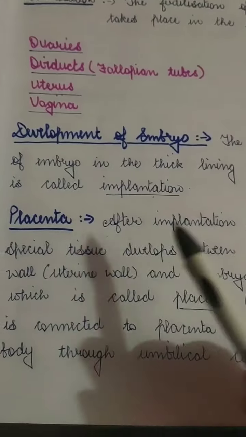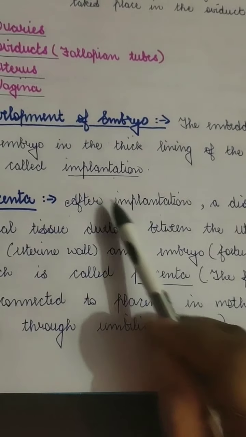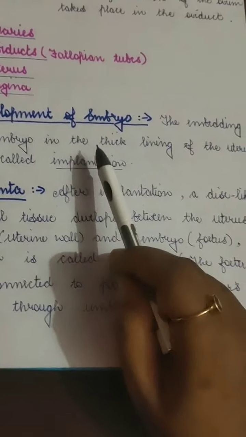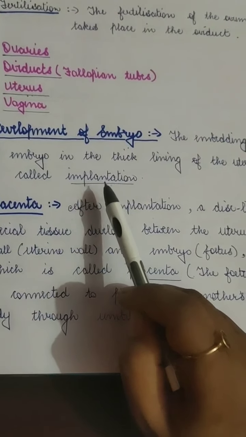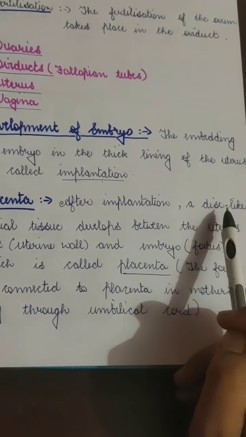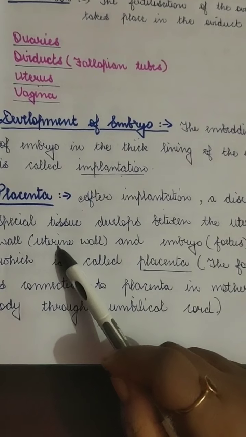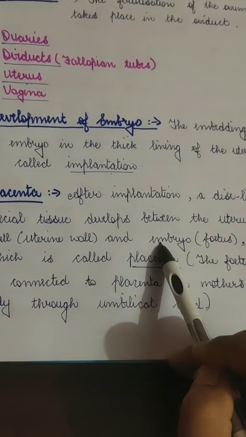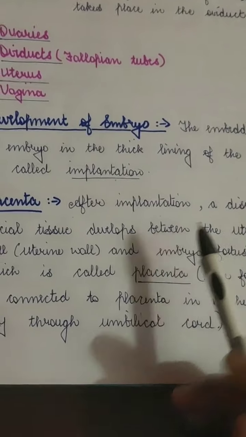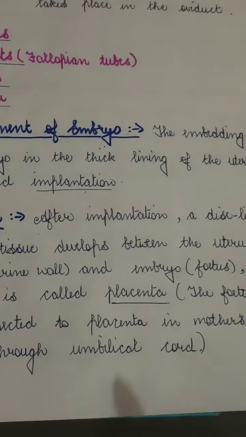The placenta forms after implantation, meaning when the embryo gets embedded into the thick lining of the uterus, which is known as implantation. After implantation is done, a special tissue develops between the uterine wall and the embryo, or we can call it a fetus, because fetus is something which is developed. There is a difference between zygote, embryo and fetus, which I'll be telling you.